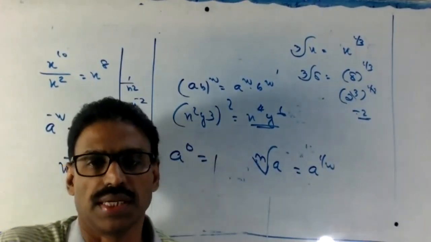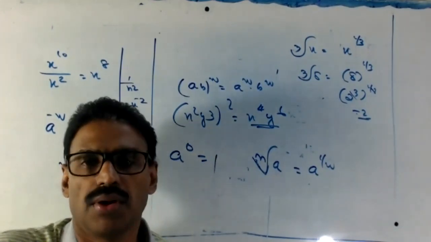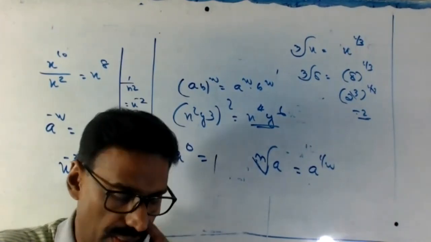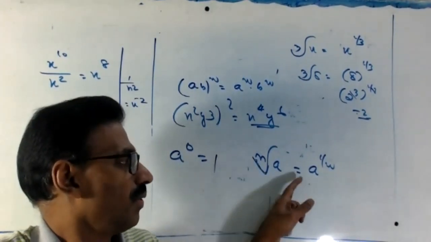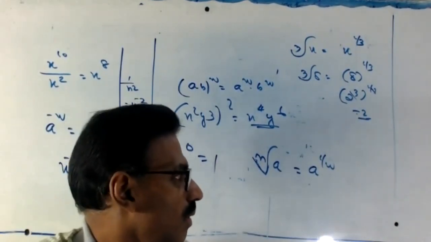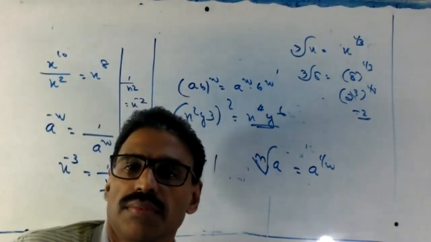ab raised to n is a raised to n, b raised to n. a by b whole raised to n is a raised to n by b raised to n. Then a raised to 0 is 1. Last one, nth root of a equal to a raised to 1 by n. Okay, are you okay? This all?